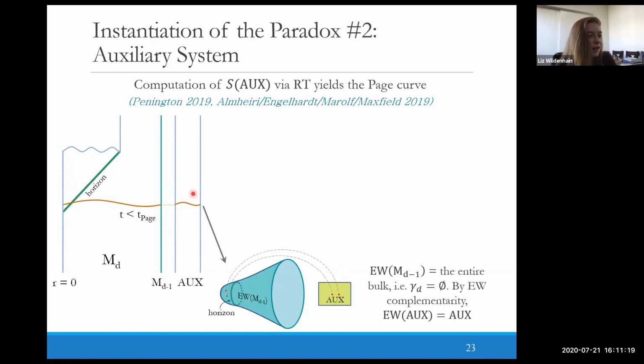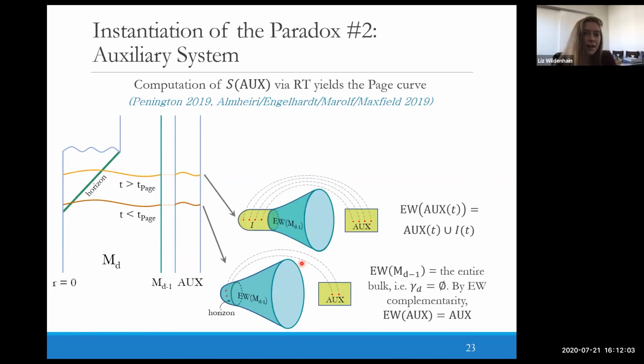So if we look at the time before the Page time, and we select the d minus one dimensional boundary region to be our region of interest and compute the entanglement wedge, the entire bulk is the entanglement wedge of this boundary region, just for the same argument as in the previous example. And then by entanglement wedge complementarity, the auxiliary system's entanglement wedge is just the auxiliary system itself. And because the auxiliary system is collecting all of the outgoing Hawking modes, that means that its entropy is growing, just like the Dyson sphere was.